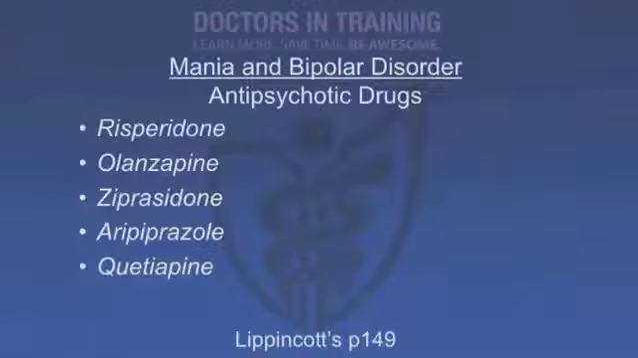The older and newer antipsychotic agents may improve manic symptoms. These include risperidone, olanzapine, ziprasidone, aripiprazole, and quetiapine, which have also received FDA approval for the treatment of mania.